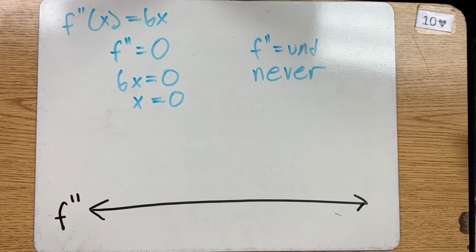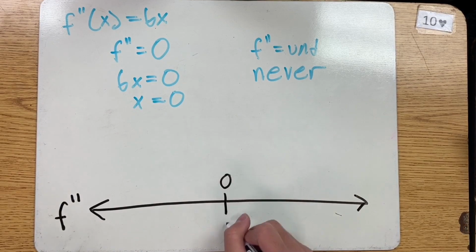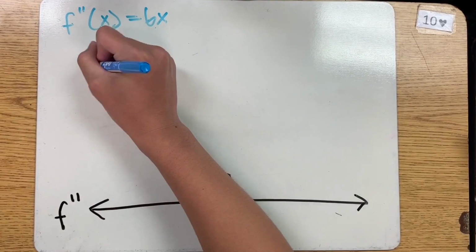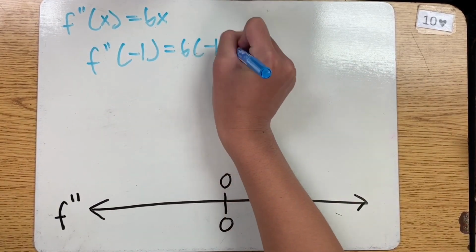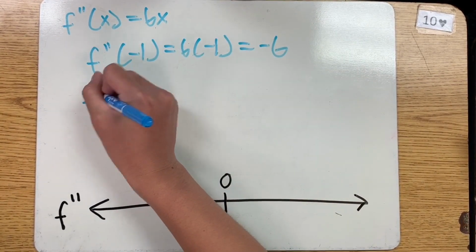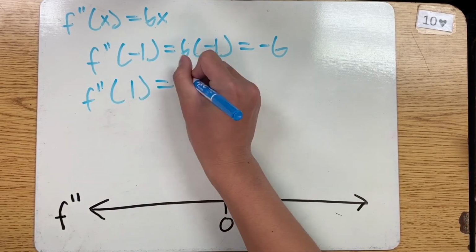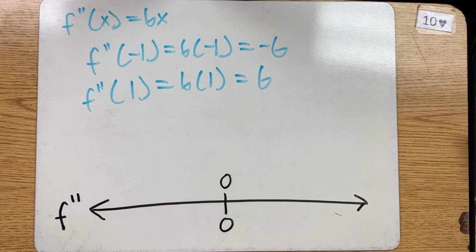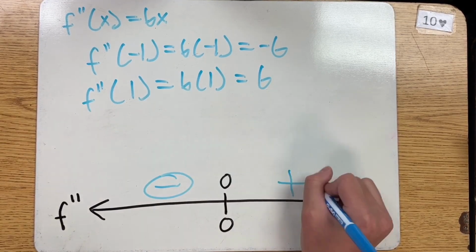Next, we'll make a number line of f double prime. This will help us illustrate where f double prime is positive or negative, as well as where critical numbers are. After, we'll use test points to determine where f double prime of x is positive or negative on the interval. From this, we can determine concavity.